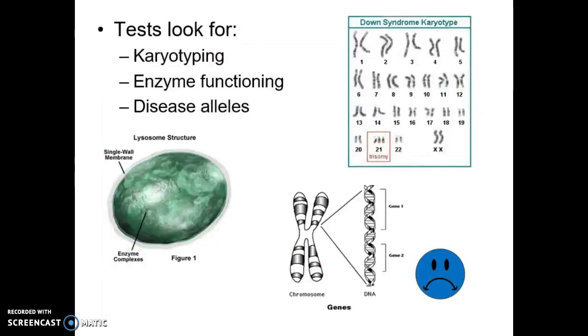All right, so when the tests are being conducted, they're looking for things. They're setting up this karyotype. Let's look at the chromosomes. That's what we have over here. Okay, you got 23 chromosomes. Hey, congratulations, you got a baby girl. But unfortunately, she's Down syndrome. She's trisomic. She's got that extra chromosome there.